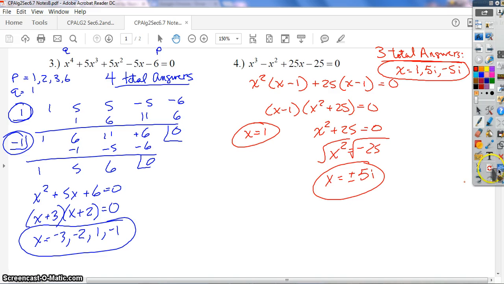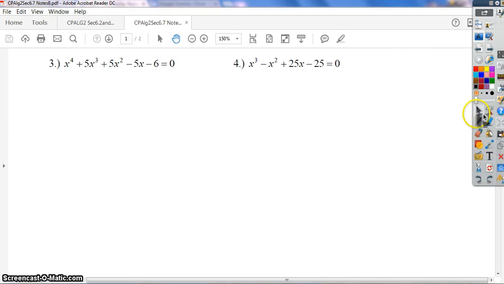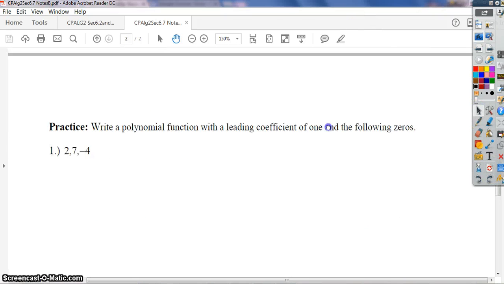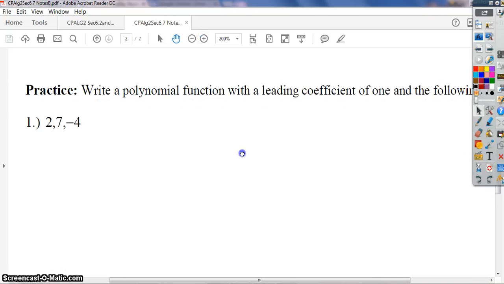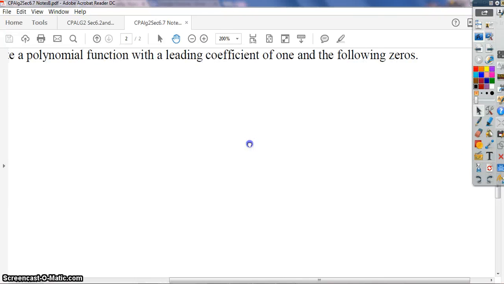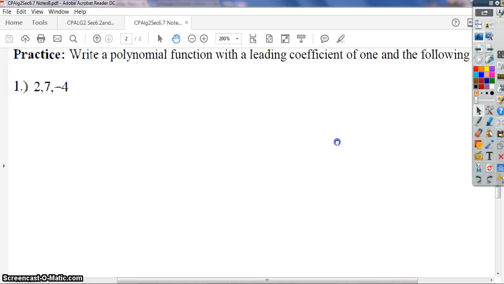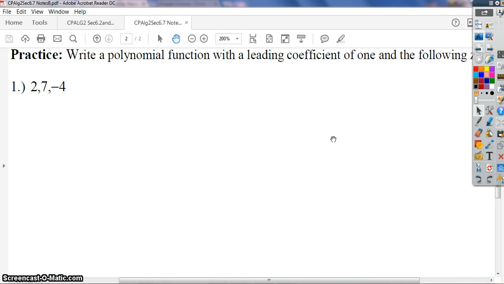The second part of this section, which is located on the back of your notes, is the following. We're going to write a polynomial function with a leading coefficient of 1 and the following zeros. The fact that it says a leading coefficient of 1 actually makes your life real simple. If I tell you 2, 7, and negative 4 are your answers or your zeros when y is 0, that means x is equal to 2, x can equal 7, and x is equal to negative 4. Those were our three answers.